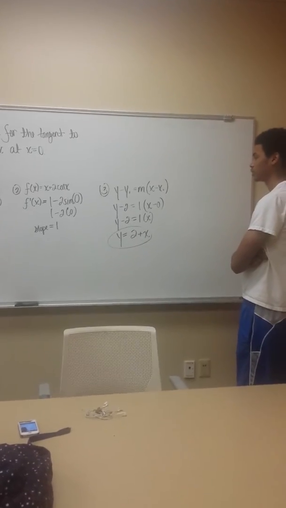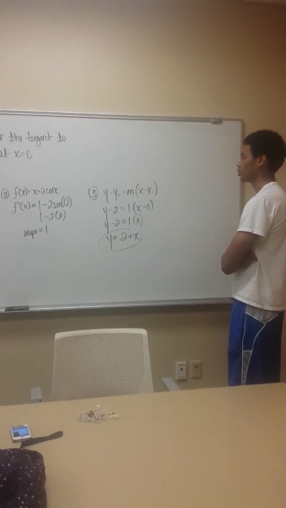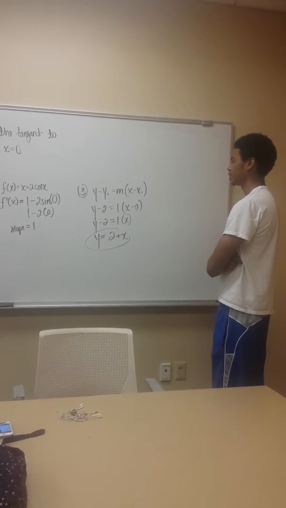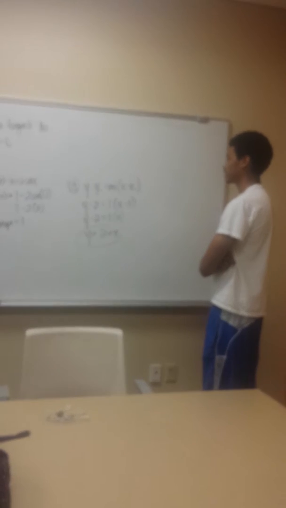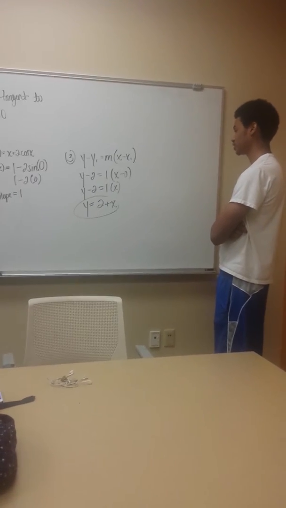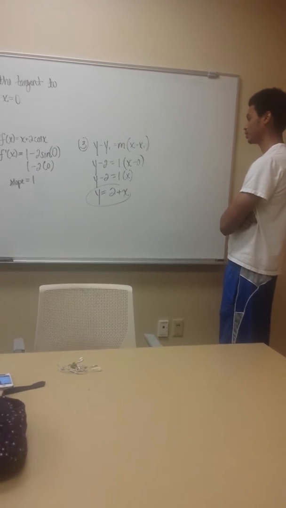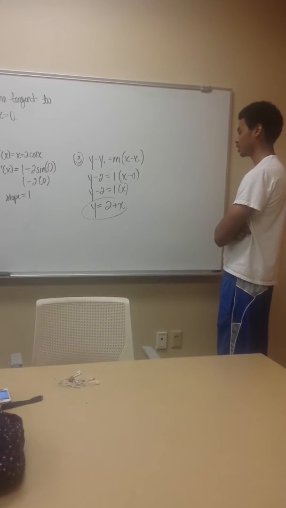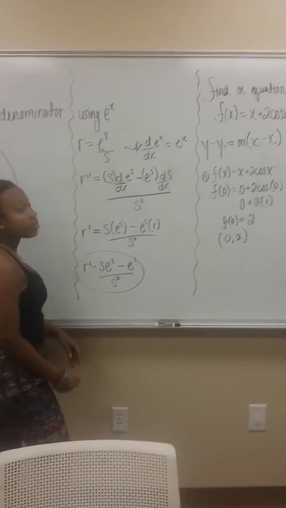Okay, now for the third step, you have y minus y1 equals m times x minus x1. So you do y minus 2 equals 1 times x minus 0. Then you get y minus 2 equals 1 times x. So y equals 2 plus x. And that's your final one.